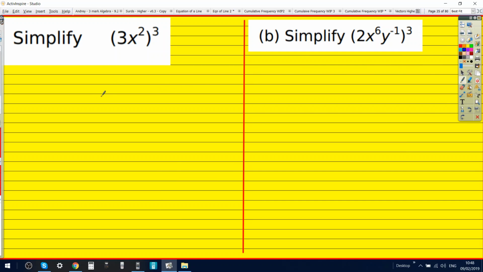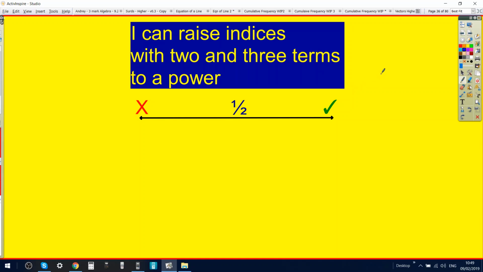So top left. So would that be 27x to the power of 5? What's the rule? Times together, so 6. Yes. And top right. Would that be 8x to the power of 18, and then y to the power of minus 3? Well done. I can raise indices with 2 and 3 terms to a power. A tick.